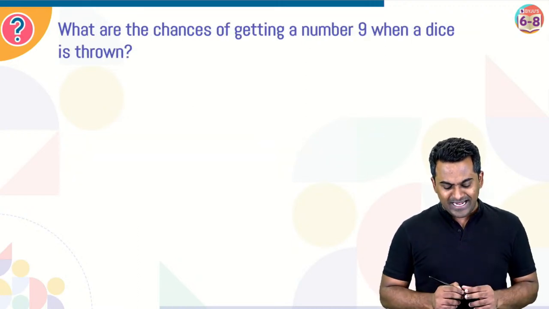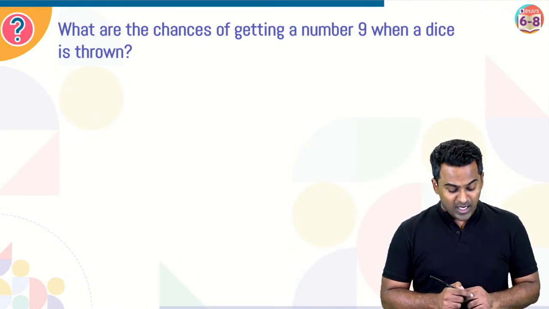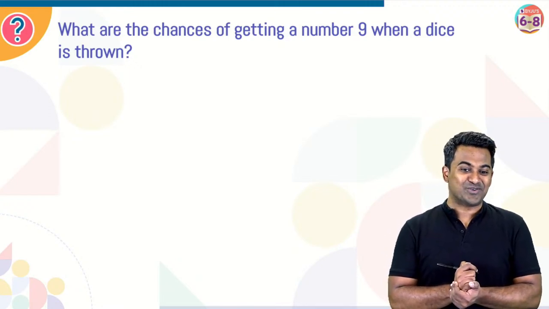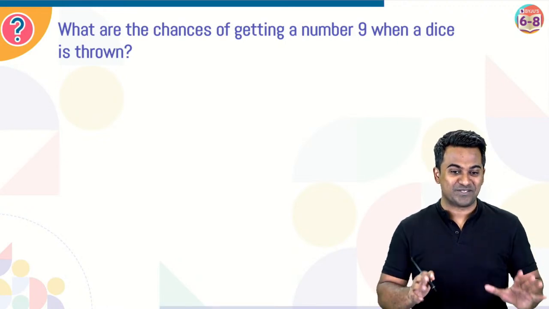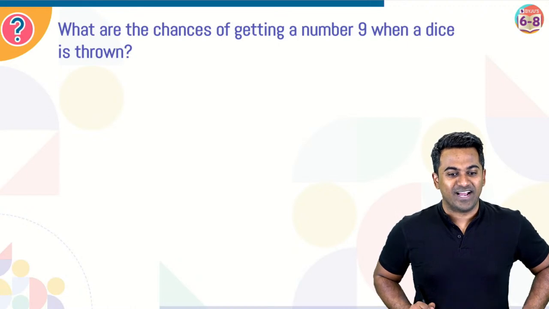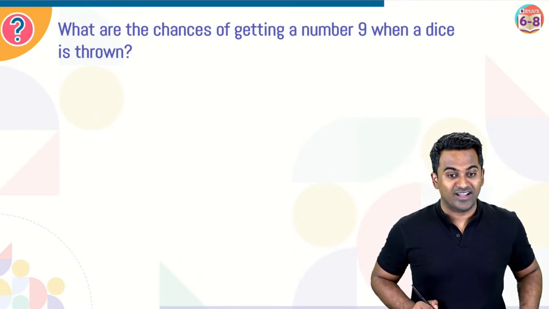What are the chances of getting a number 9 when a dice is thrown? You're throwing one dice. What is the chance that you get the number 9? B is also impossible. Come on, don't be that pessimistic. India winning the T20 World Cup is still possible. I go with it is a possibility. All right. So this, what are the chances of getting a number 9 when a dice is thrown?